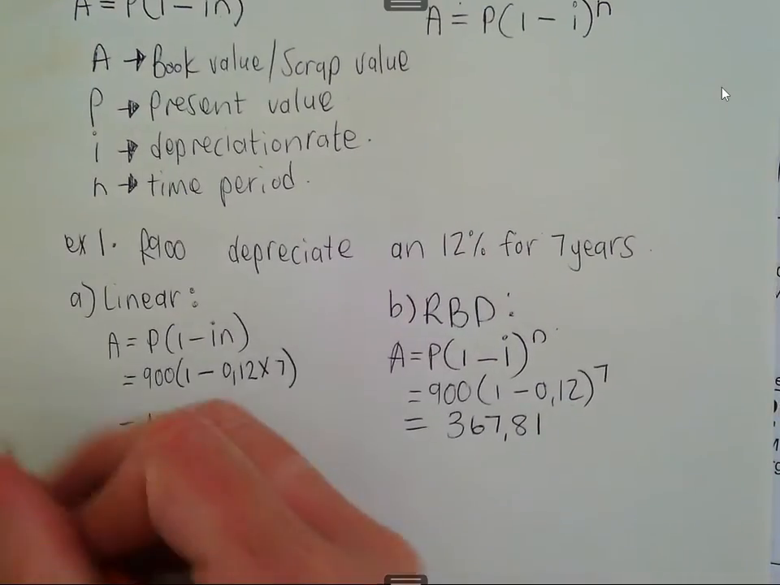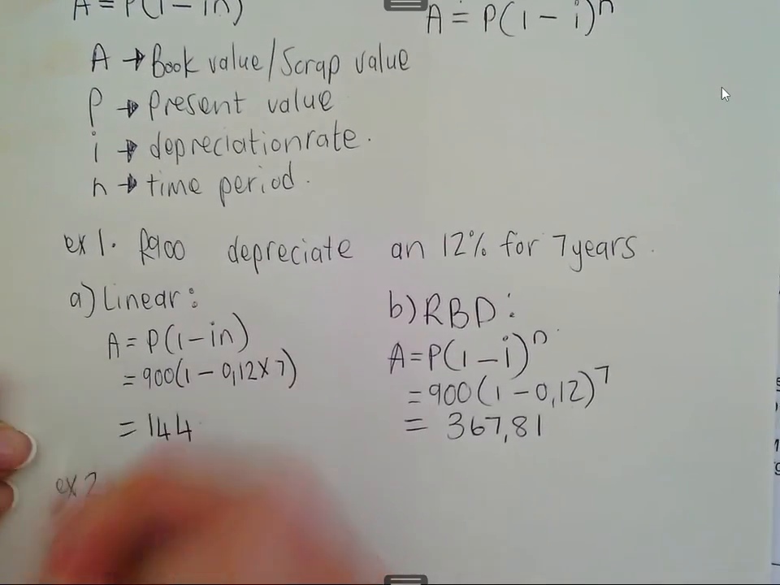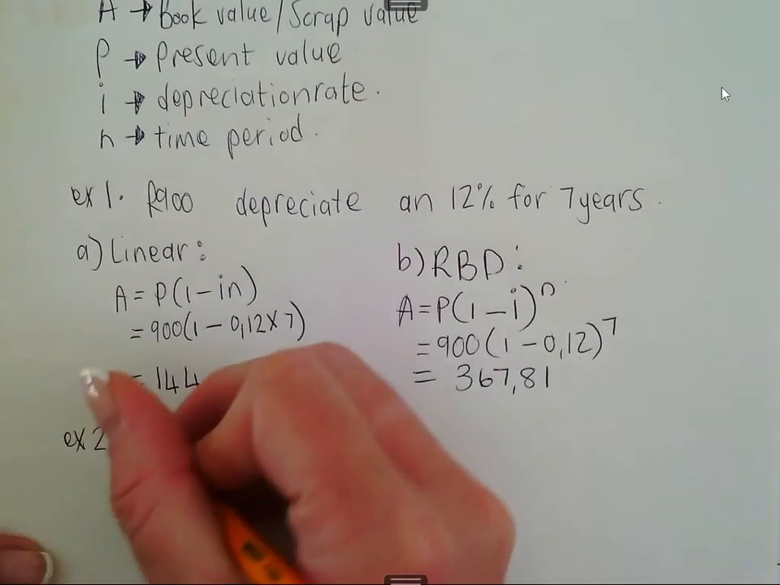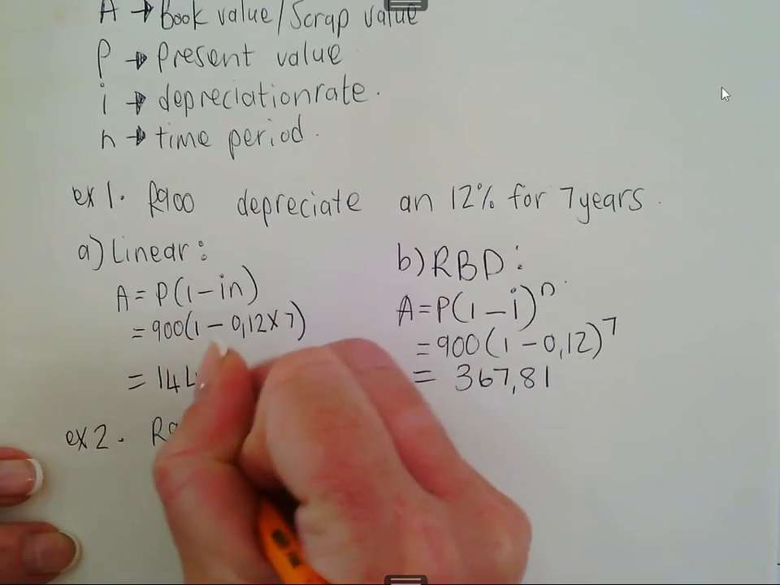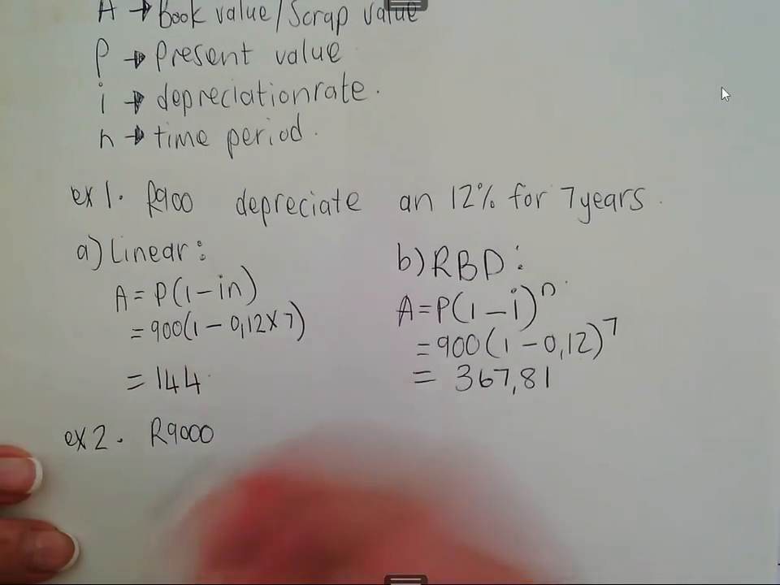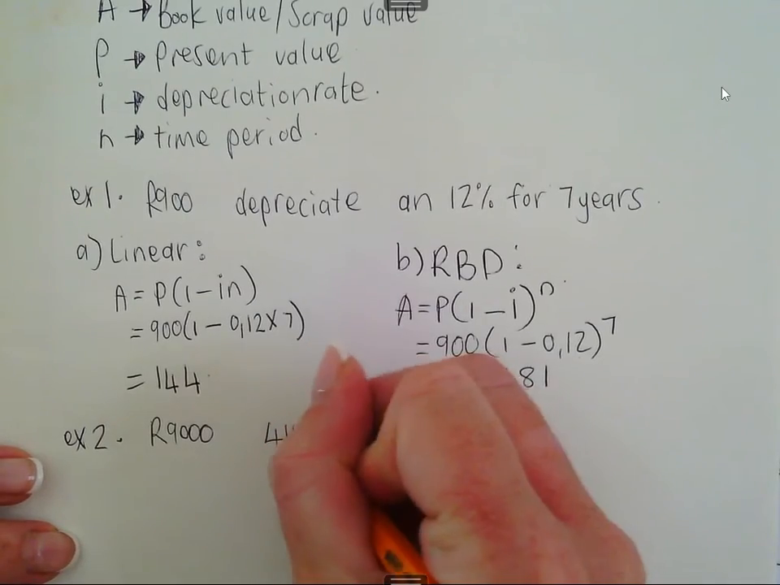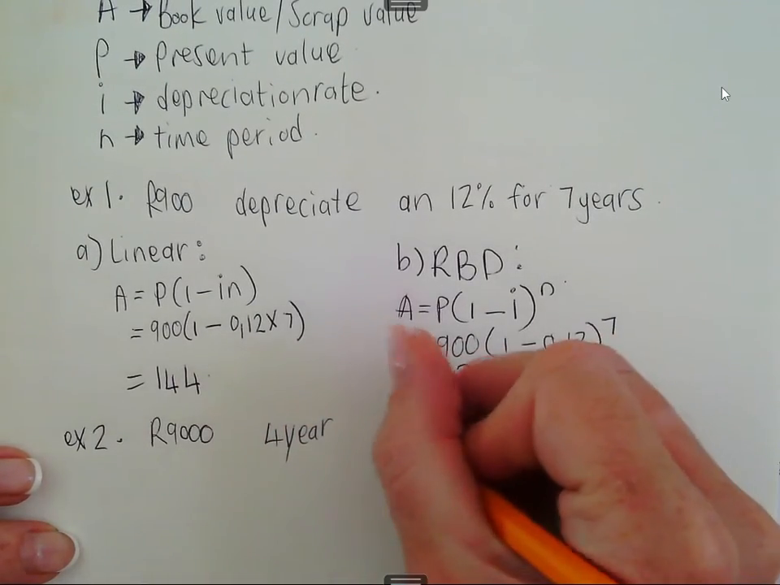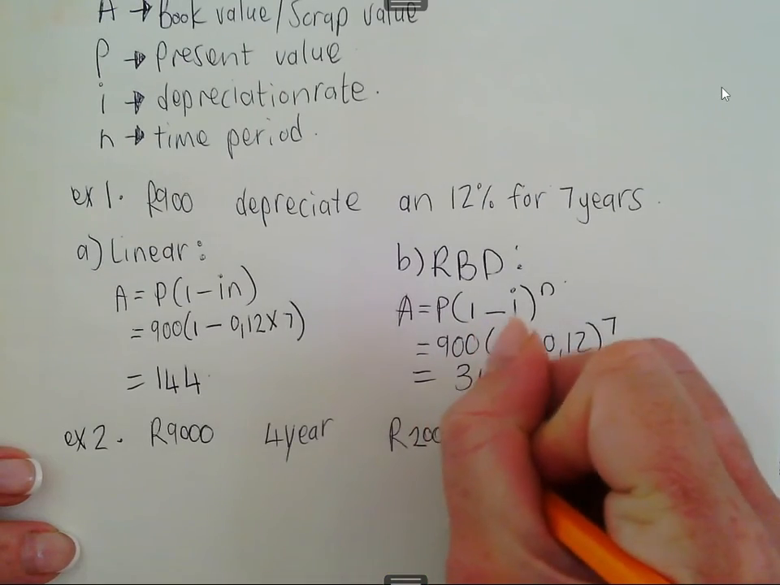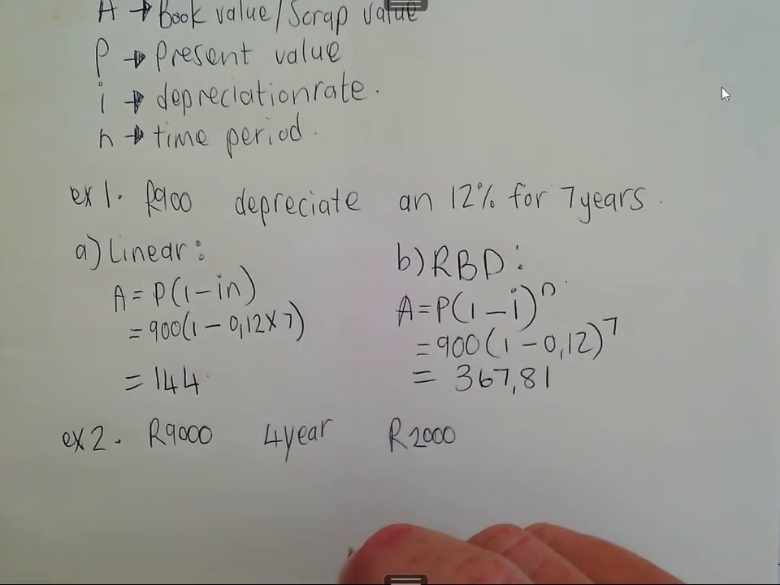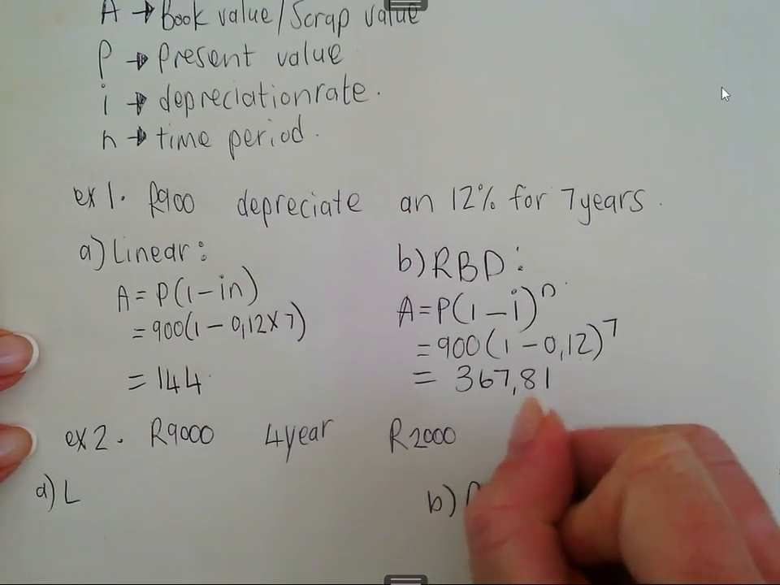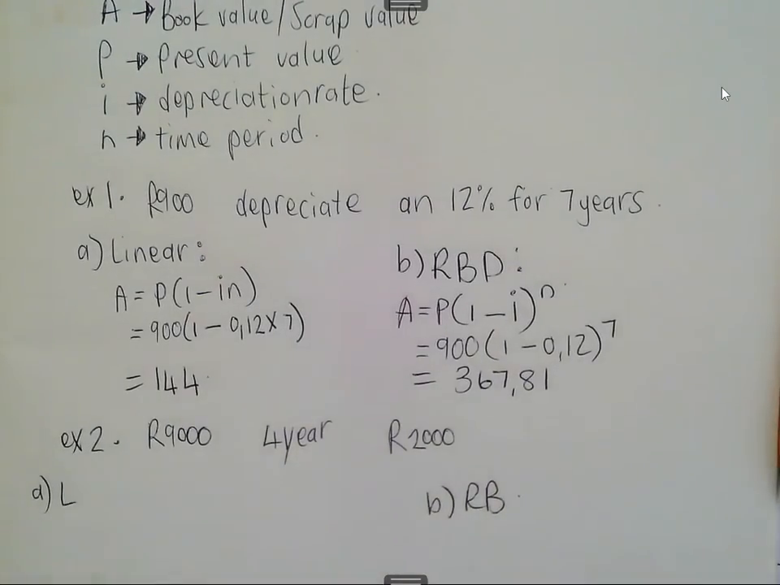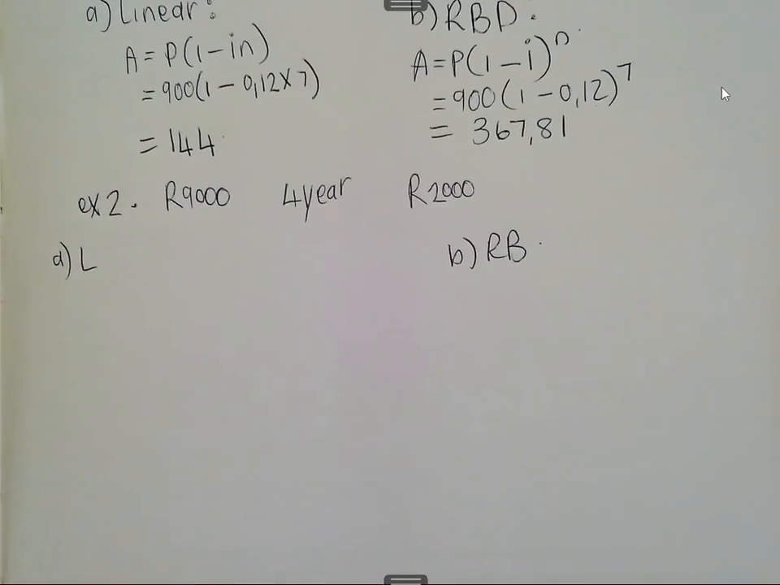I want to do a second example. Just to quickly show you, they say a laptop costs 9,000 Rand, and after 4 years has a scrap value of 2,000 Rand. Find the annual depreciation rate if it's A using linear and B using reduced balance. Okay, so now I just want you to help me substitute correctly. Which one is which?